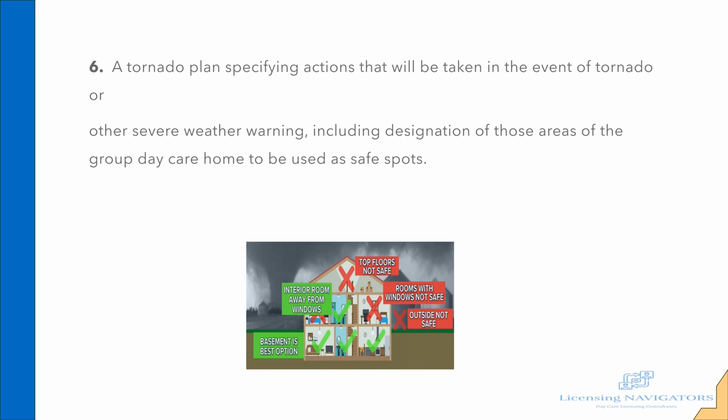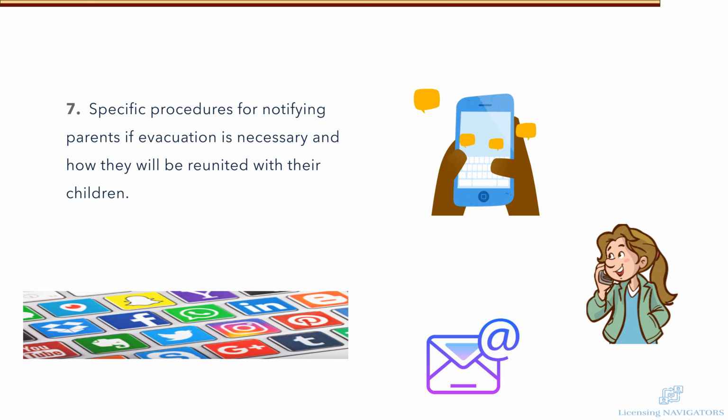Your tornado and severe weather plan should also include the steps that you will take to move your children to safety. You must also designate the area of your home where the children will go in the event of a tornado or severe weather. Your emergency preparedness plan must also include specific procedures for notifying parents if evacuation is necessary and how they will be able to reunite with their children.